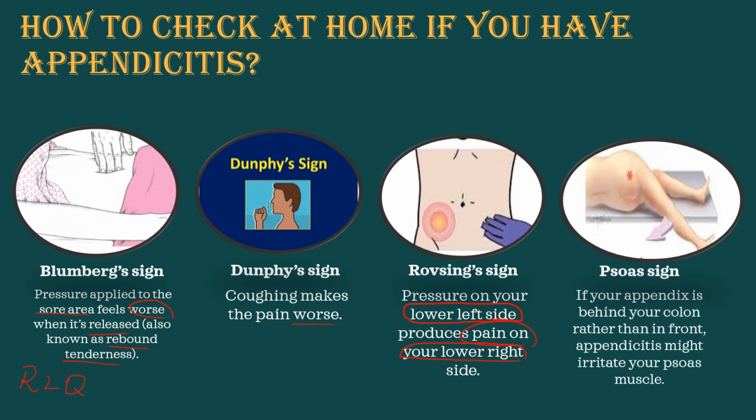Psoas sign, in this the right hip is extended, as you can see over here, and if the appendix is behind your colon or in a retrocecal position, the appendix might irritate the psoas muscle, and this exacerbates the pain and makes the pain worse.